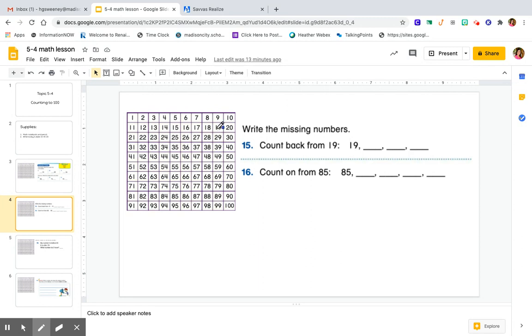So here's 19. I go back 1, that's 18. I go back another 1, that's 17. And I go back another 1, that's 16. Make sure you have this written down in your math notebook. Now, I want you to try number 16 on your own. This time it says count on. So count on means going forward from 85. So I want you to write 85, and then I want you to find the next 4 numbers counting on. Pause the video at this time, come back and press play when you are ready.